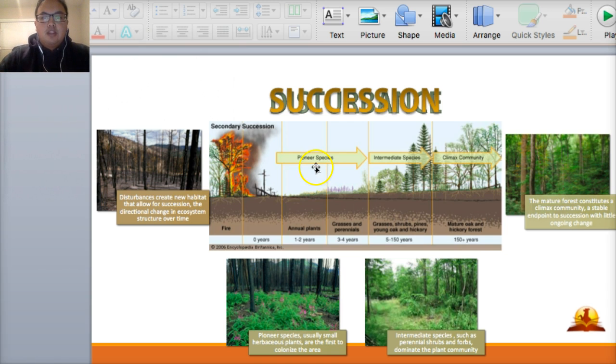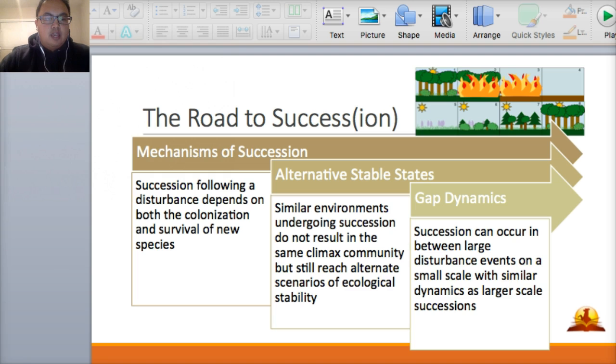The first species to establish after a disturbance is called the pioneer species. They're usually small, herbaceous plants, and they're gradually replaced by taller woody plants. At the theoretical endpoint of succession, they call it the climax community, which is a stable community that has very little change from now on. And the last slide, the road to succession.